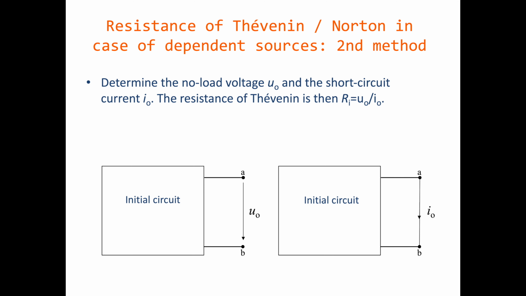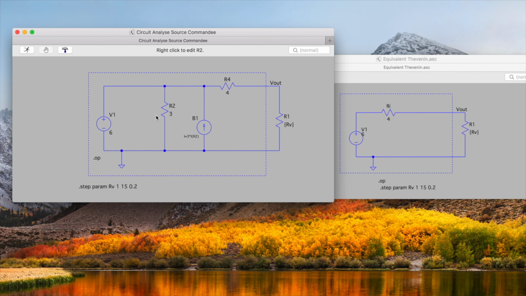There is a second method, which consists in calculating the Thevenin voltage at no load and then calculating the short circuit current. The equivalent Thevenin resistance is then Ri, which is equal to U0 over I0. To calculate the Thevenin voltage, the load must be replaced by an open circuit. I am not going to simulate this again because it has been done previously. We notice that it is worth 6 volts.